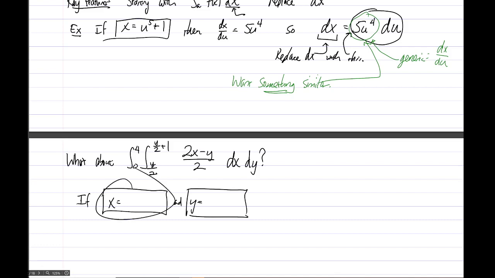Here we're going to have x written in terms of, well, not just u. You can't just get away with one variable. We're going to need two variables. So this is going to work out for us. x is equal to u plus v, and y is equal to 2v.